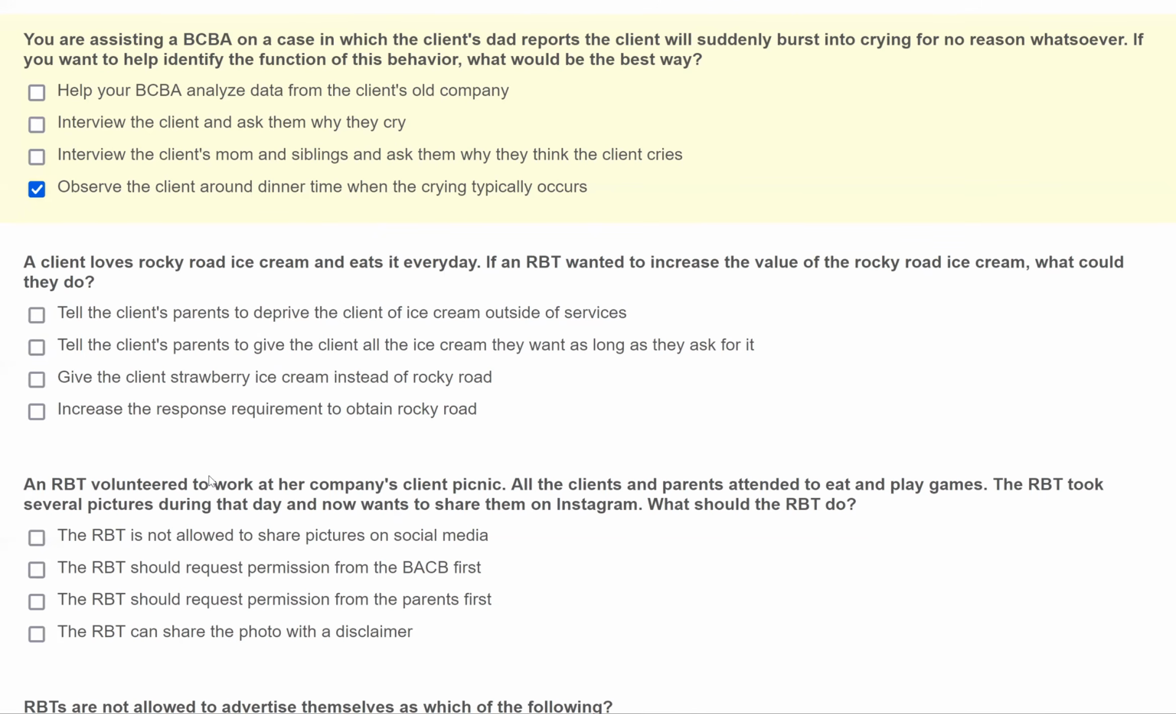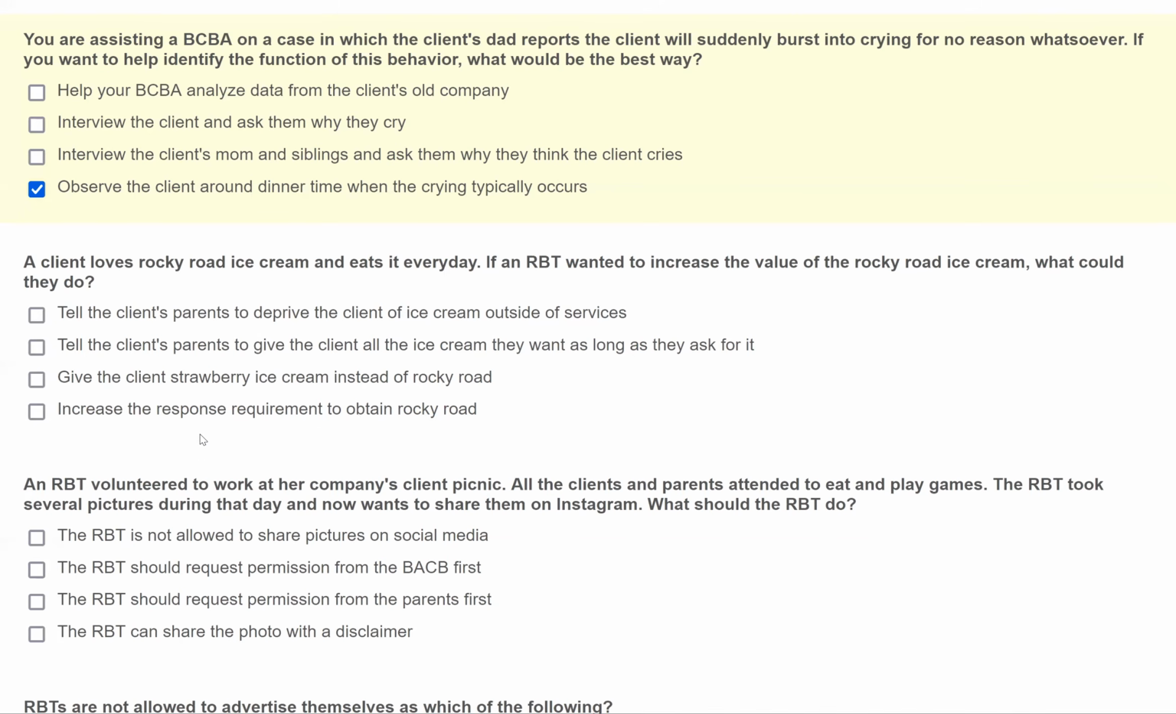And then D, increase the response requirement to obtain a Rocky Road. Well, this can certainly lead to things like ratio strain. And so if we put a response requirement on it, we might destroy the value of Rocky Road. We might find out it's actually not that reinforcing. They don't want to increase the response requirement.